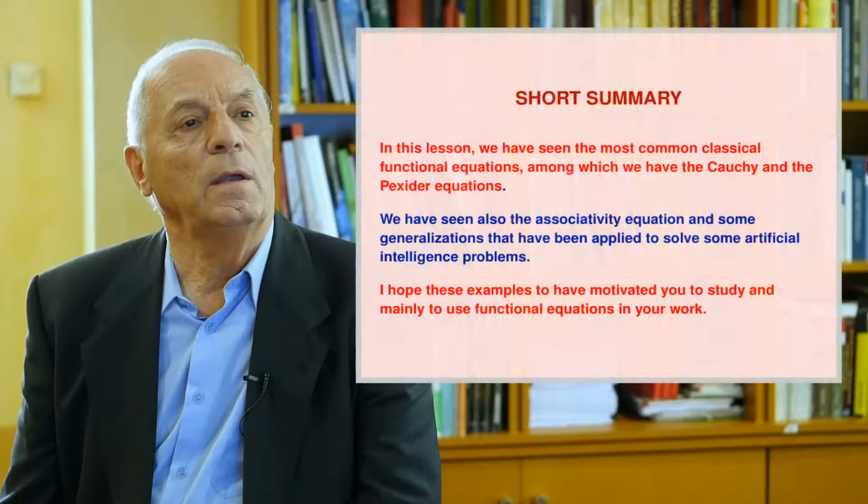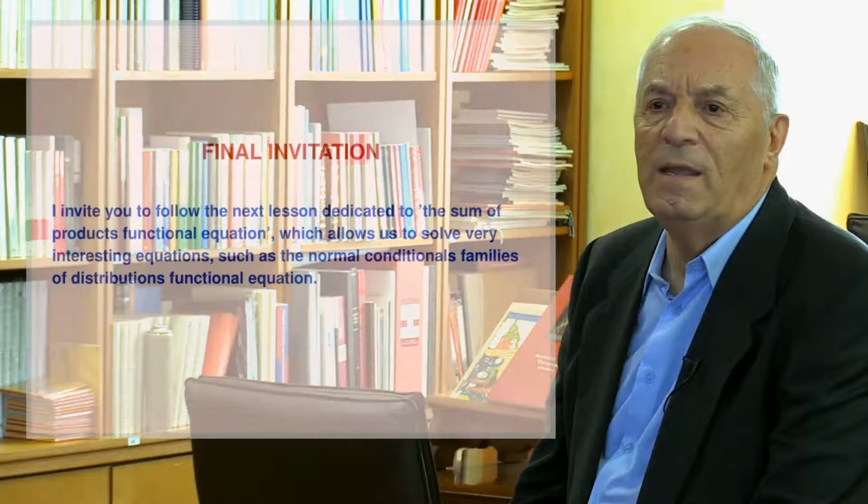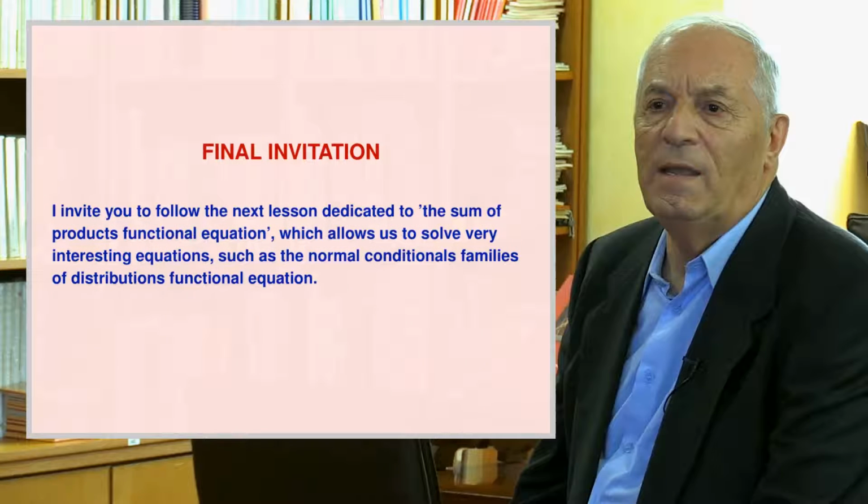In this lesson, we have seen the most common classical functional equations, among which we have the Cauchy and the Pexider equations. We have seen also the associativity equation and some generalizations that have been applied to solve some artificial intelligence problems. I hope these examples have motivated you to study and mainly to use functional equations in your work. I invite you to follow the next lesson dedicated to the sum of product functional equations, which allow us to solve very interesting equations such as the normal conditionals families of distributions functional equations.